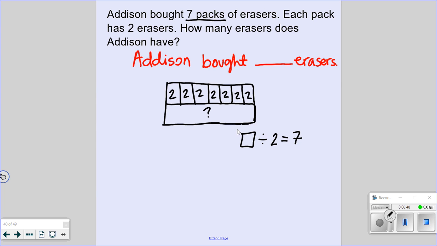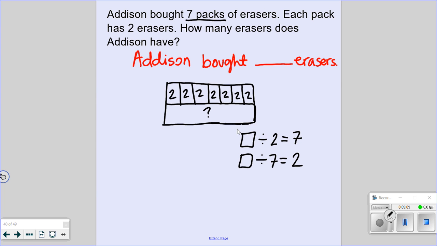And you could say, we have some erasers put into groups of 2 means I get 7 groups. That works. Avery, can you come up with another equation? Blank divided by 7 equals 2. Some erasers put into 7 groups means I have 2 in each pack.